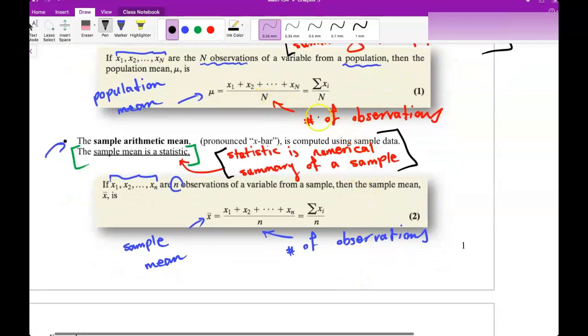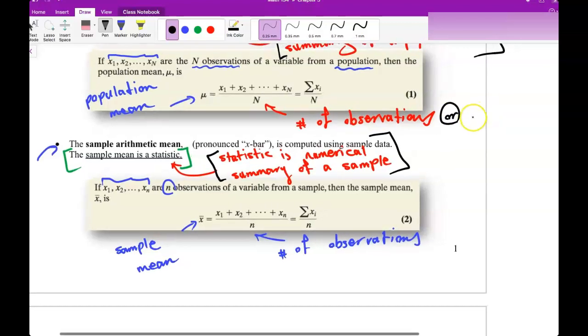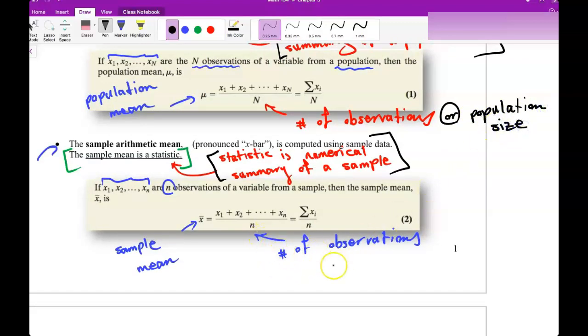Here I said that N is the number of observations, or we can say population size, and here the number of observations or sample size. Later, I'm going to use these two, population size and sample size, as we want to show what the difference is.